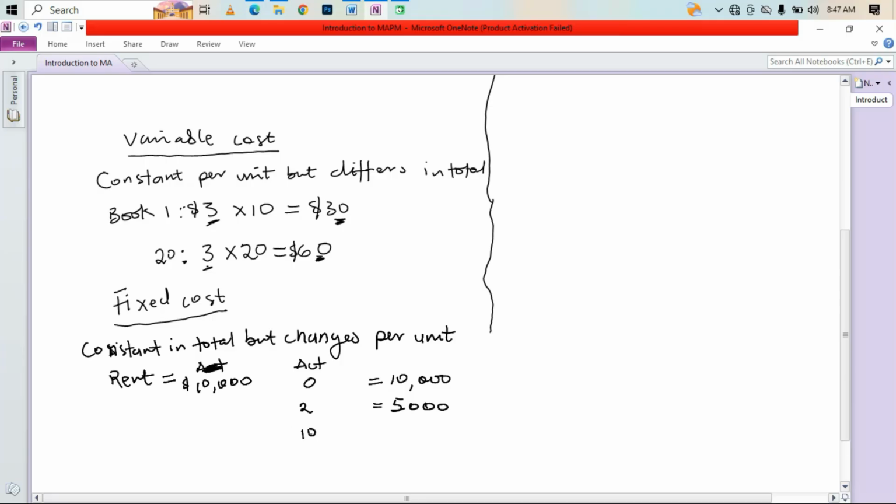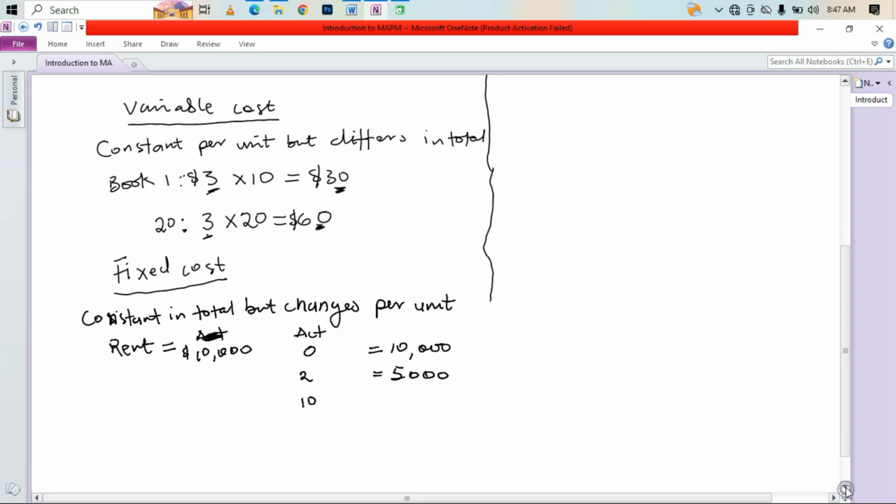Then what happens if we are producing 10 units? If you want to allocate this fixed cost to all the units, then we are going to be incurring 1,000 per unit. So here you can see that in total the fixed cost is the same, but when we come to per unit, the fixed cost is changing.